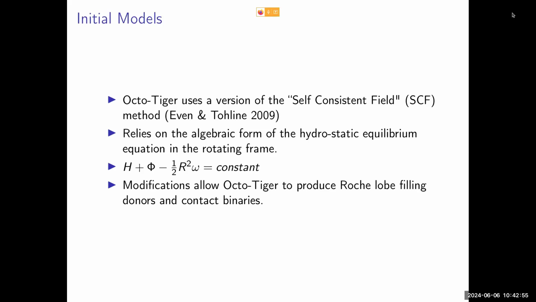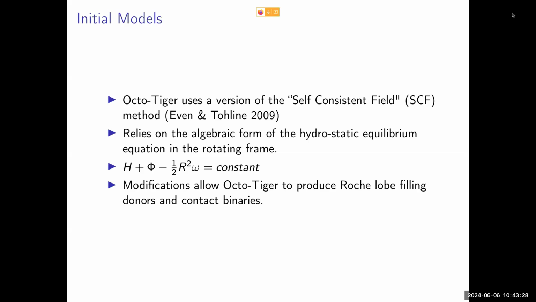So our initial model routine is called a self-consistent field method. And it's basically an algebraic equation that gets solved. This is the enthalpy, gravitational potential. You've got a rotational potential. By setting constants, you can determine the structure. Each star has its own constant.